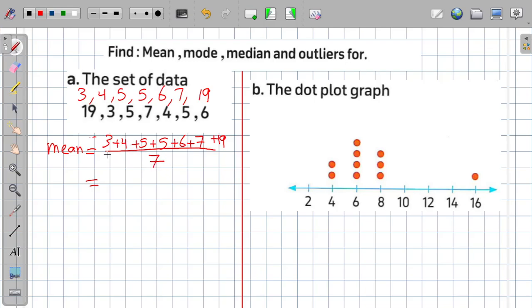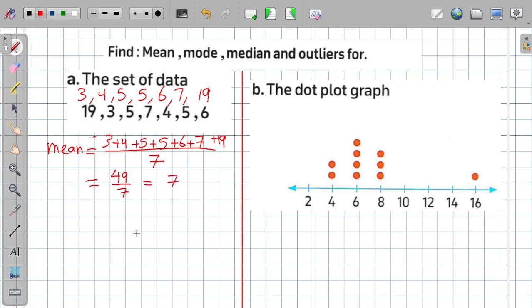So 3 plus 4 plus 5 plus 5 equals 17. 17 plus 6 equals 23. 23 plus 7 equals 30. And 30 plus 19 equals 49. So I have 49 divided by 7. So the mean will be 7.